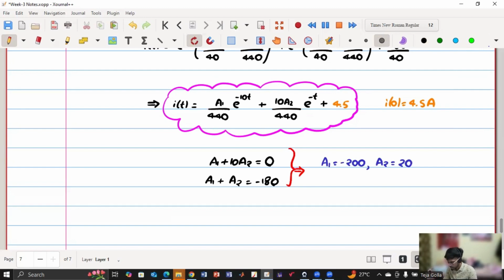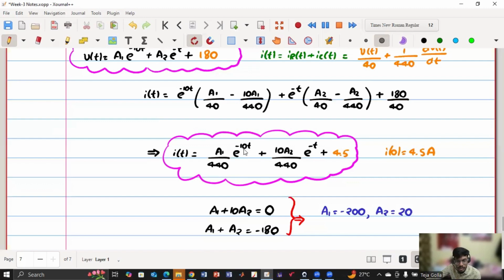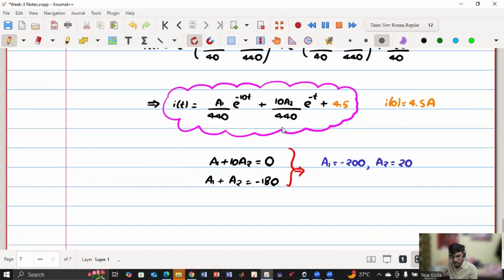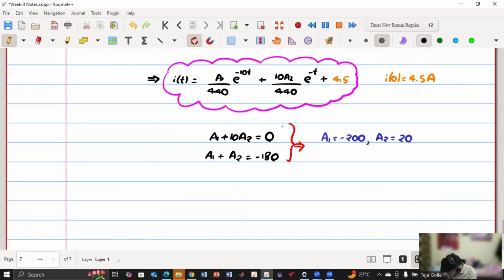Okay. So now what is V of t? V of t is equal to minus 200 e to the power minus 10t plus 20 e to the power minus t plus 180. I of t is equal to A1 by 440, which is minus 200 by 440.